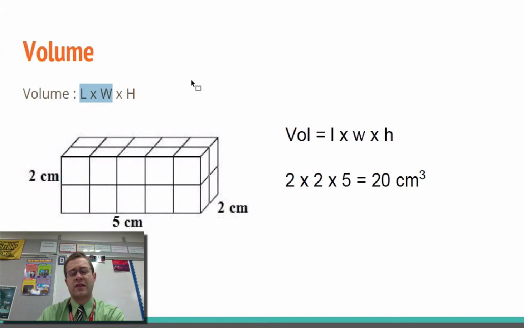Another way to think about this, because next year you guys are going to be doing this with many other types of prisms, is the area of the base times its height. And so we have this rectangular prism. We take the length of 5, the width of 2, and the height of 2, and I multiply all those together and I get 20 cubic centimeters, or cm to the third power.